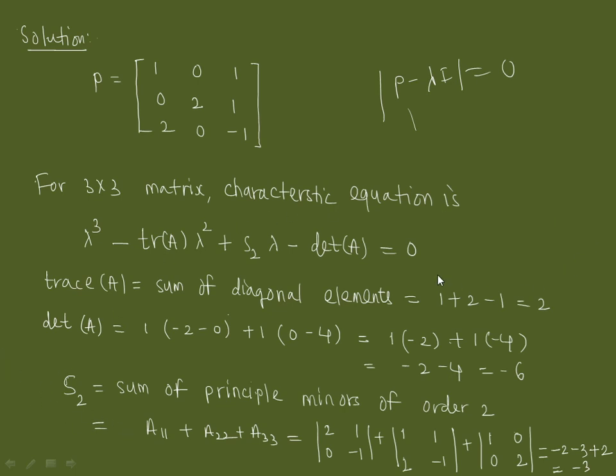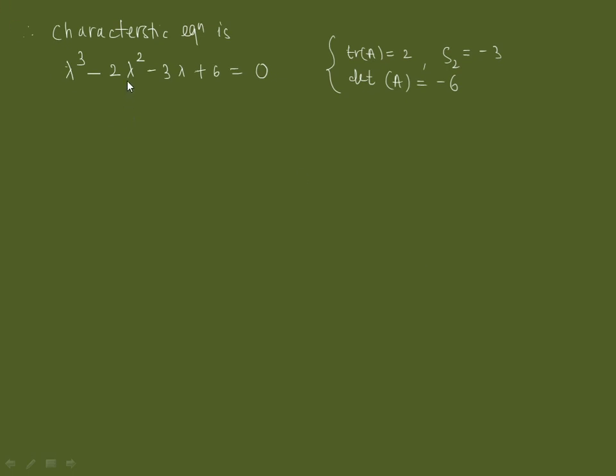Now just plug the values of trace of A, determinant of A and S2 into the characteristic equation. We get your characteristic equation: lambda cube minus 2 lambda square minus 3 lambda plus 6 equals 0. Now by Cayley-Hamilton theorem, we replace lambda by matrix P. So this equation will become P cube minus 2P square minus 3P plus 6I equals 0.